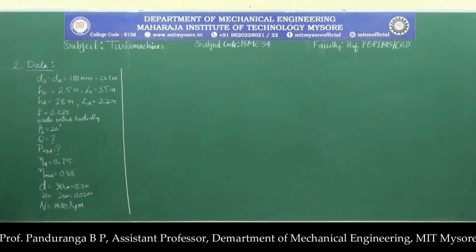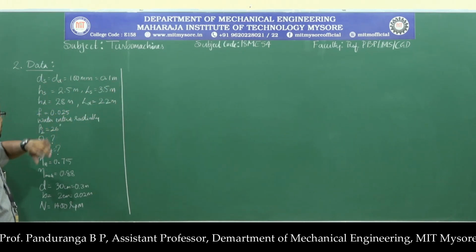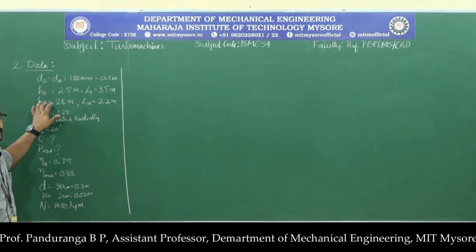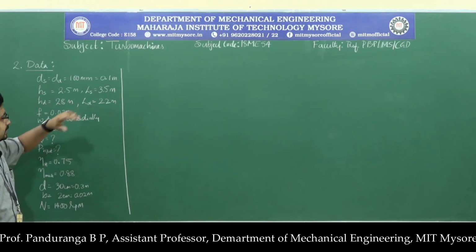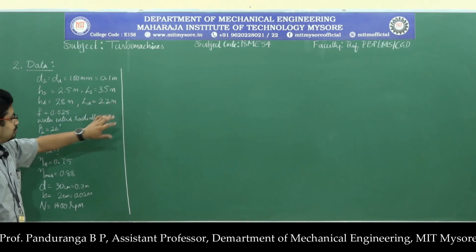Now let us list out the data given in the problem. In this problem they have given that the size of the pump is 100 mm by 100 mm, which means that the suction pipe and the delivery pipe have a diameter of 100 mm. So ds and dd, that is the diameter of the suction pipe and the diameter of the delivery pipe, is 100 mm, which is equal to 0.1 meter. Then the suction lift is 2.5 meters and the delivery lift is 28 meters. And the length of the suction pipe is 3.5 meters and the length of the delivery pipe is 22 meters.